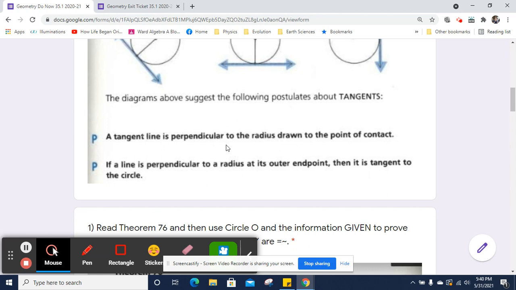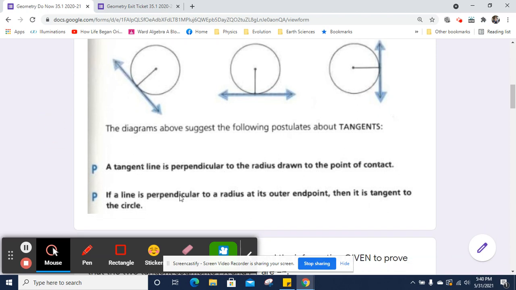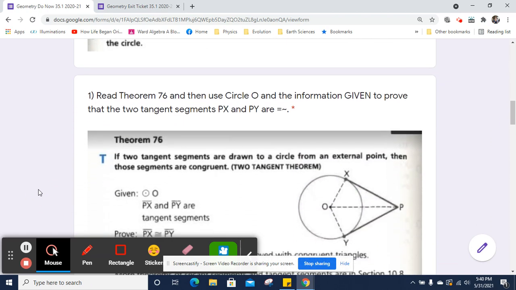A tangent line is perpendicular to a radius drawn at the point of contact. So if you have a tangent line and a radius, you have a right angle, which can be very useful when working out triangle-y proofs. If a line is perpendicular to a radius at its outer endpoint, then it is tangent to the circle. So those are a couple of postulates you'll need.